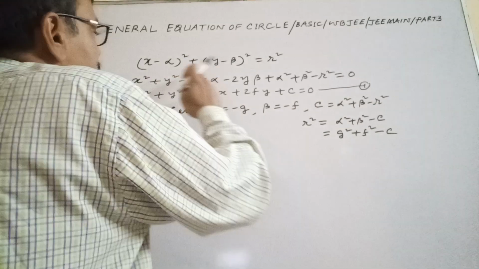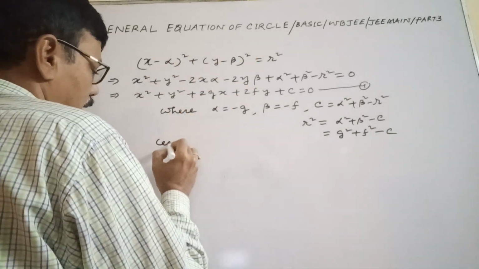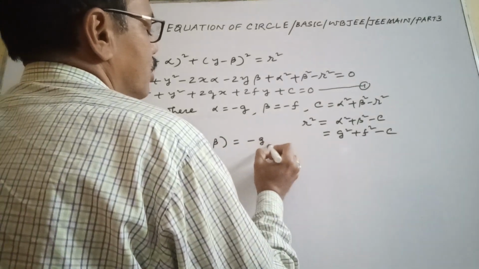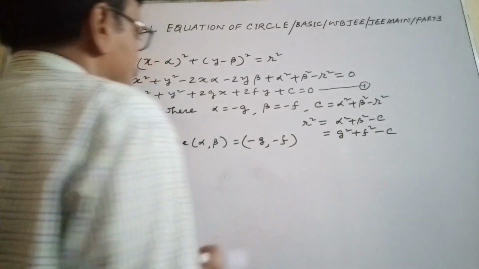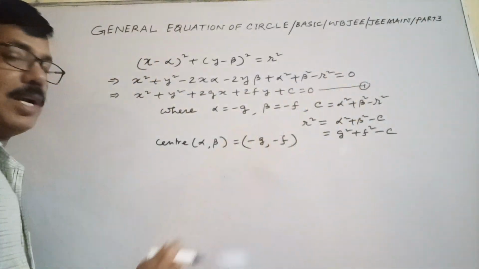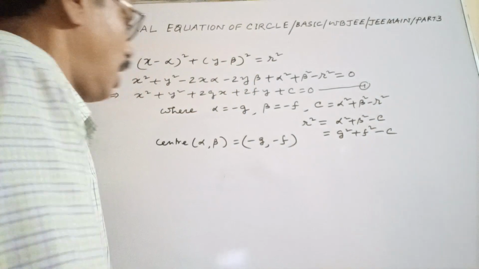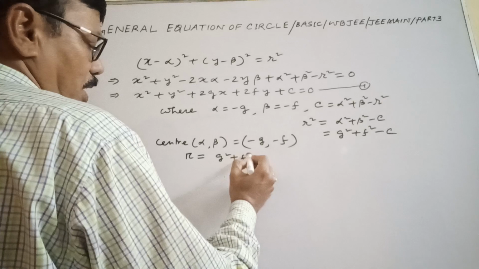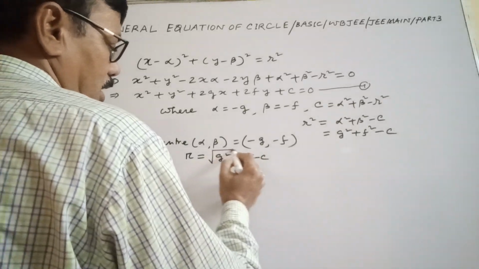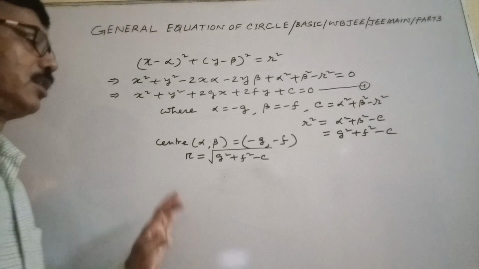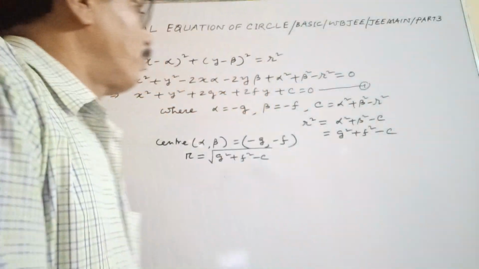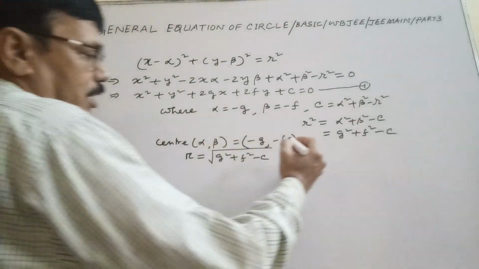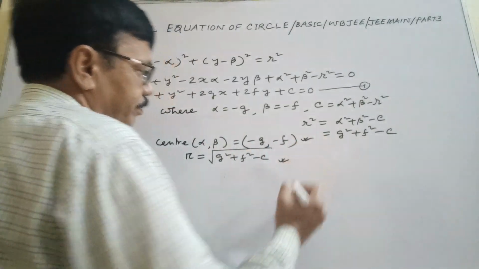Now, what is the center? The center is (alpha, beta). So here the center is (minus g, minus f). What is the center of the circle 1? Minus g, minus f. And what is the radius? The radius is the square root of g square plus f square minus c. So we can find the center and radius by these two formulae.